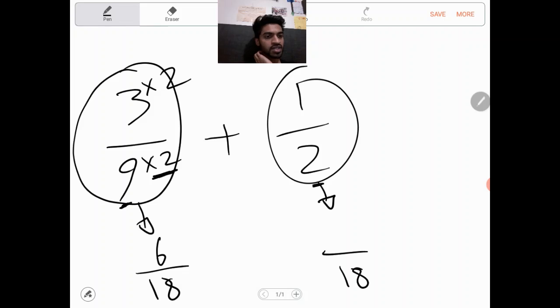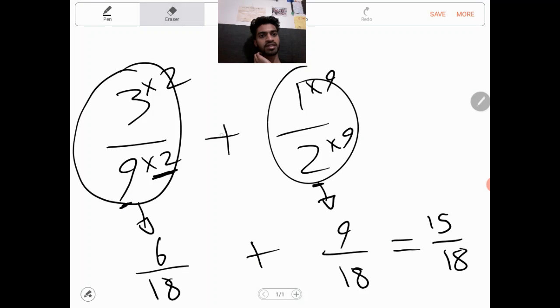I do the same to this side. What do I times 2 by to get 18? If I times 2 by 9 to get 18, then we need to times the top by the exact same number, or else we won't get an equivalent fraction. Right, so now we've got 6/18 plus 9/18, and that equals 15/18.